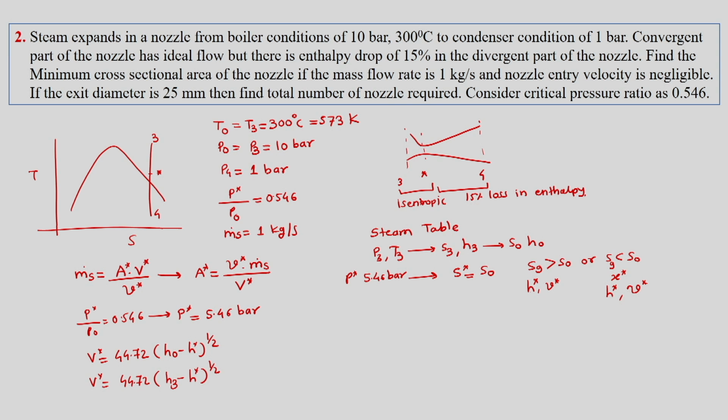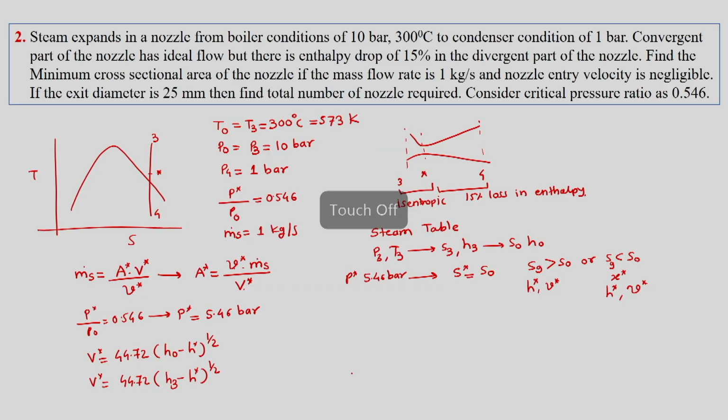So this is what we can do, and then we can find out what is the velocity at the star state. So knowing this condition, we can put that velocity here, we can put that specific volume over there, and then we can put the mass flow rate and find out A star, where A star is the minimum cross section. So this is the procedure to find out the minimum cross section.